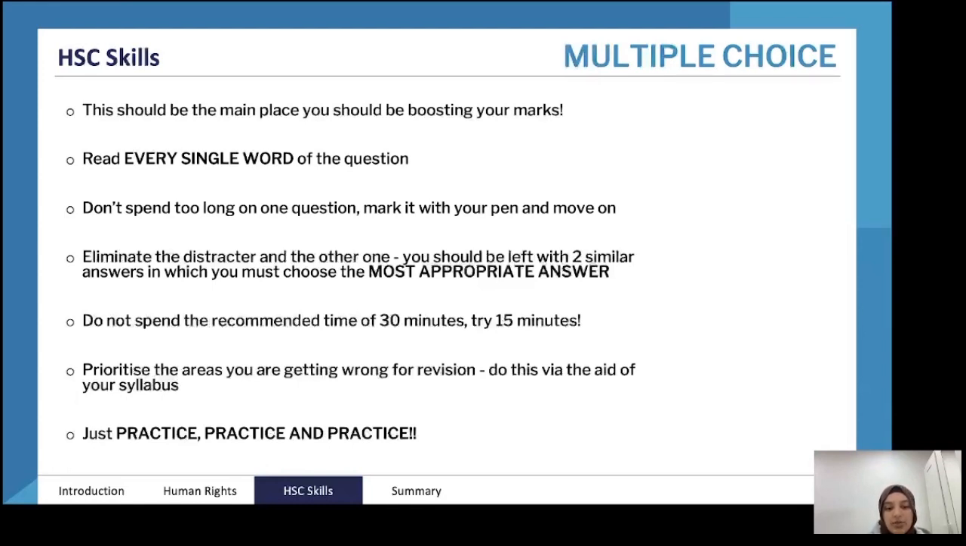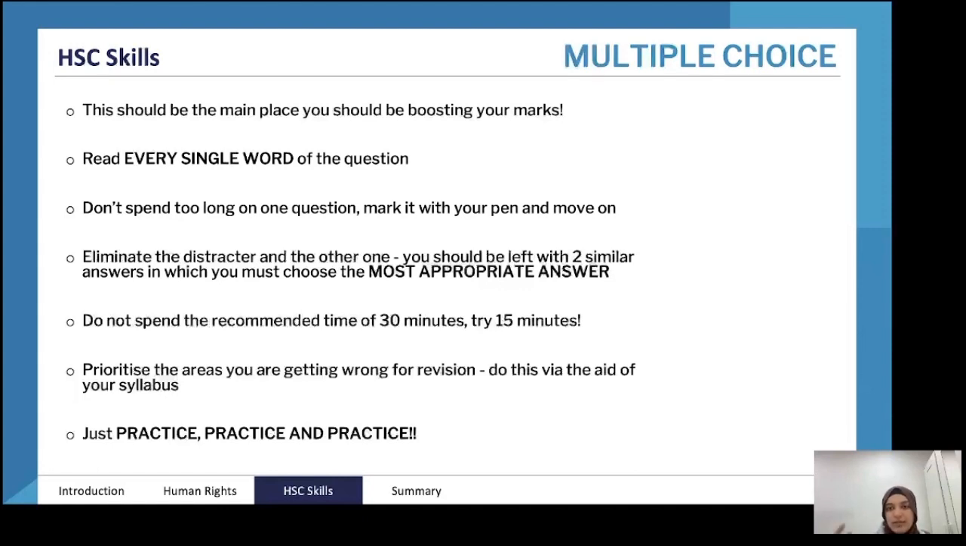Prioritize the areas you are getting wrong for revision. For example, you may have gotten your trial back and you realize, well, I'm not really good at police powers. I don't know what they are, I don't know what they consist of, and I don't know what to talk about or how to analyze them. Go back and really revise them, and prioritize those areas rather than areas that you already feel comfortable with.